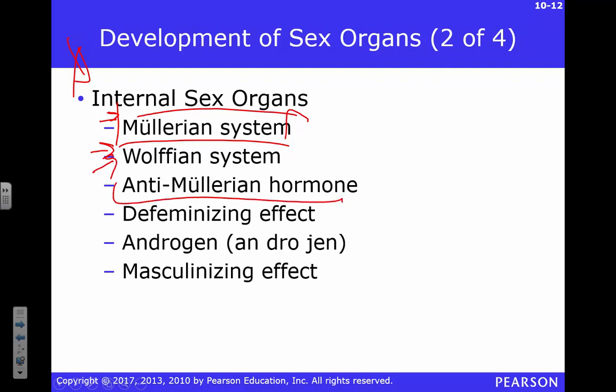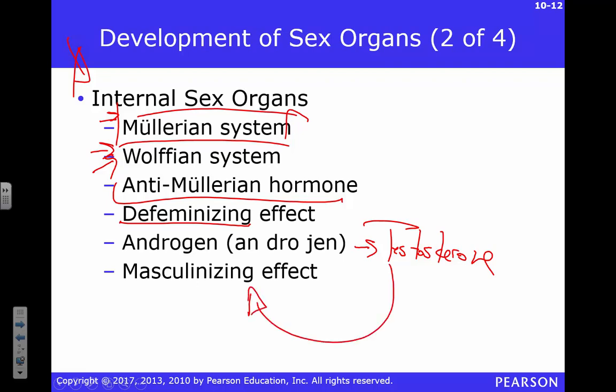One is going to be the anti-Mullerian hormone, which has what we call a defeminizing effect, right? So the anti-Mullerian hormone is going to prevent the development of the female reproductive system. If you're exposed to androgens, primarily the guy we want to think about is testosterone, and then testosterone has some derivatives as well, that's actually going to have what we call a masculinizing effect. So that will drive the development of that Wolffian system. So you've got to cause one system to wither away so you can develop the other system.